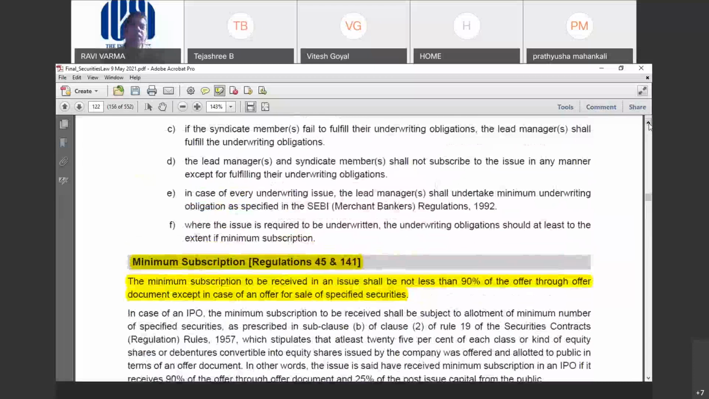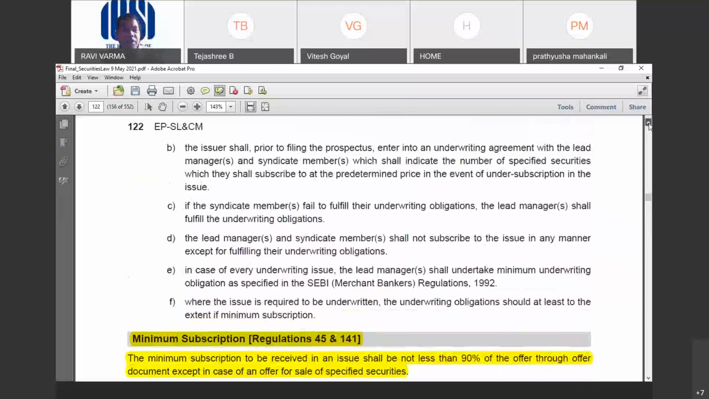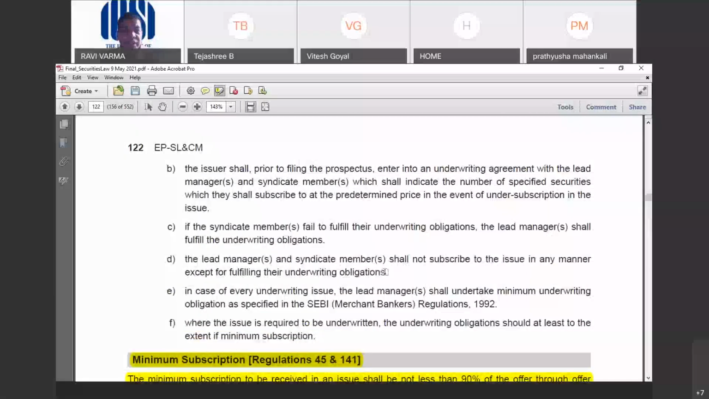Say, for example, if I do not achieve 90%, I will also draw your attention to point D, next page 120. The lead manager shall not subscribe to the issue except for fulfilling their underwriting obligation. Means, if, for example, I have appointed my lead manager as underwriter, then he will subscribe only as underwriter.